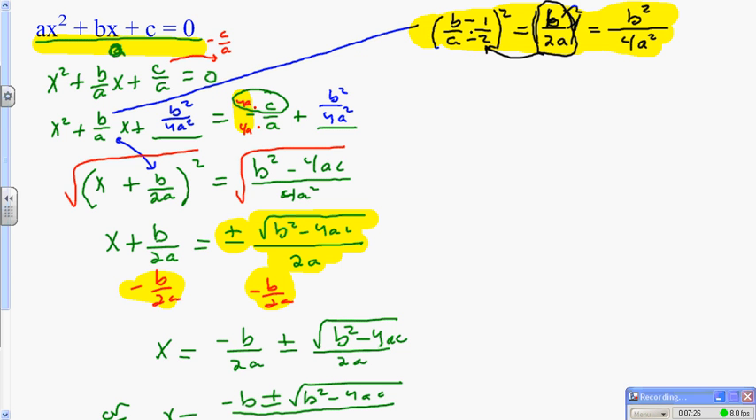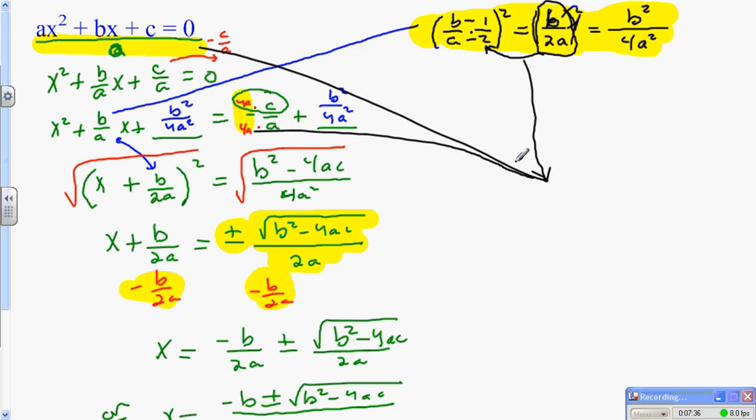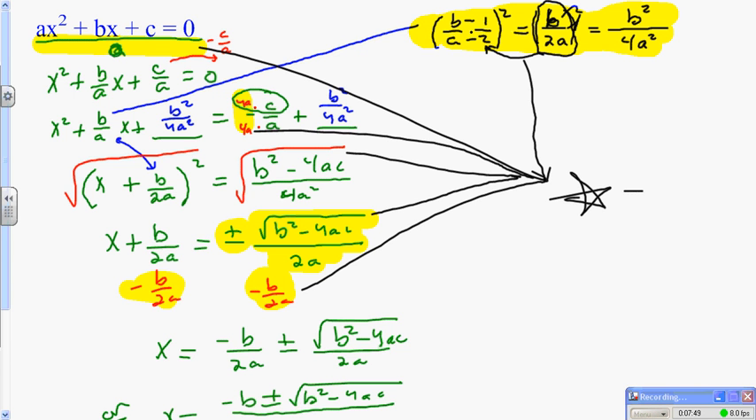Those are some key elements: dividing by a, completing the square, getting a common denominator, square rooting both sides, simplifying the root, solving for x. Those are the points. Okay? And that is completing the square and deriving the quadratic formula.